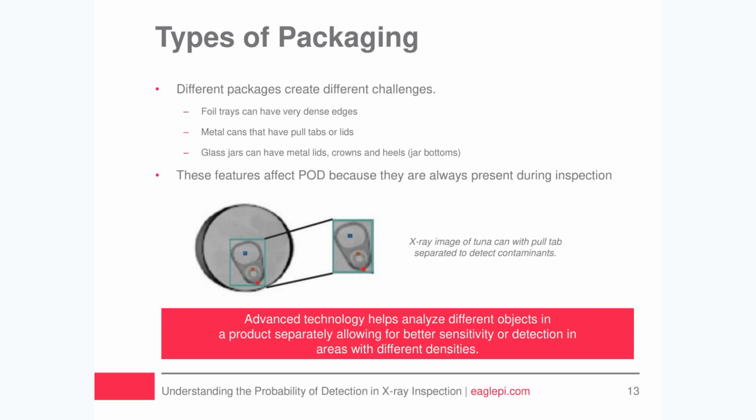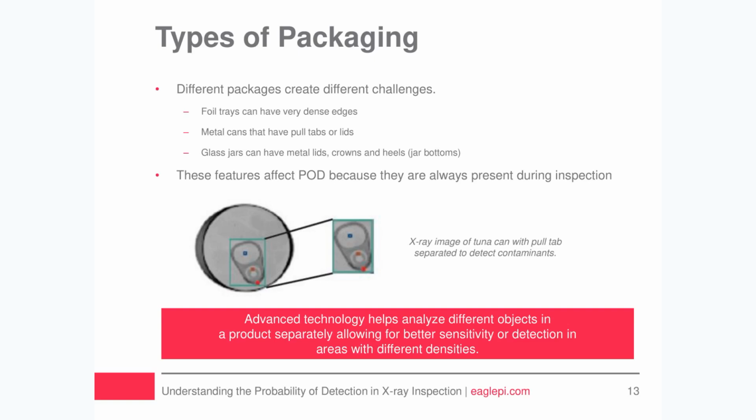It is only with the advanced imaging software that the uniform size and shape of the pull tab can be recognized and cut out from the original, subsequently creating two images to be inspected separately. This advanced software then inspects both images for contaminants, and by removing the pull tab, the probability of detection is enhanced for the entire product.